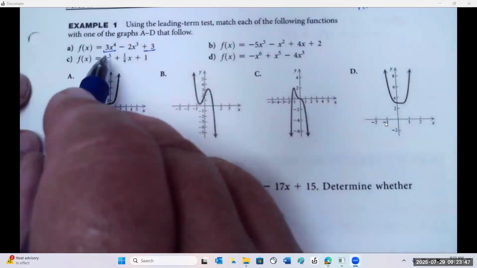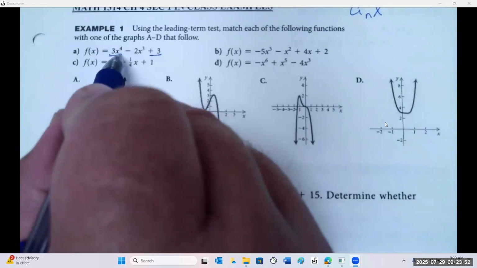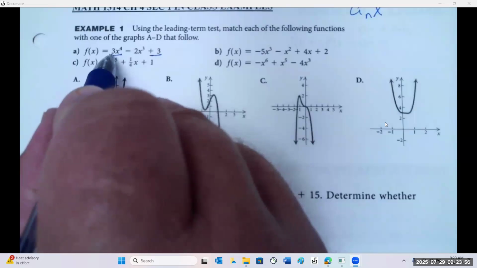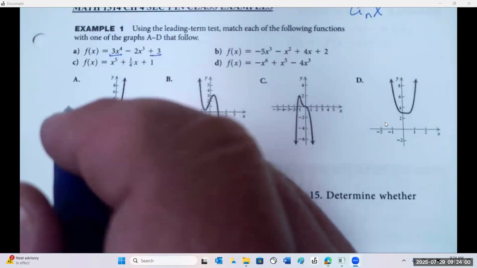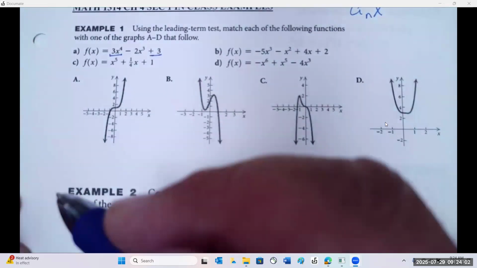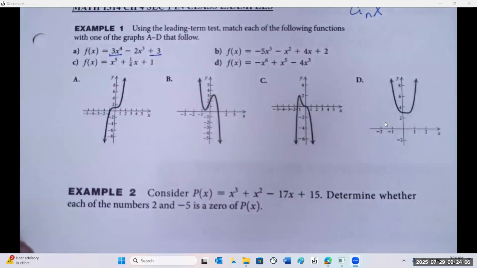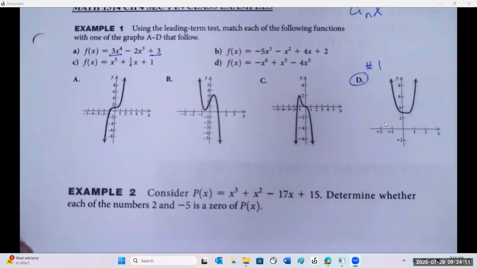So what do we know about this one? What's the degree of this one? The degree is 4. It's even. The leading term is positive. What does that mean? It points the same direction and it points up. So which out of these 4, which one's same direction points up? That's number 1. And it crosses at 3. So this is D.